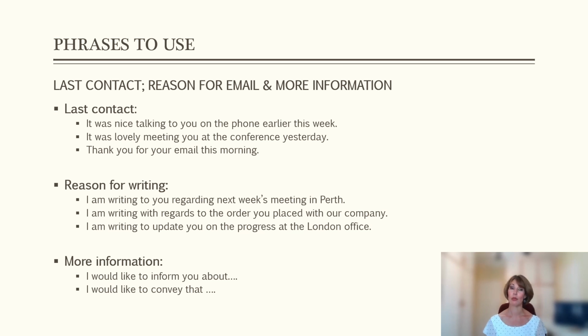And then we proceed with the reason for writing this email in a concise way. I'm writing to you regarding next week's meeting. I'm writing with regards to your order. I am writing to update you on the progress at the London office. And you can then proceed with providing further information. I would like to inform you, or I would like to convey that X, Y, and Z.